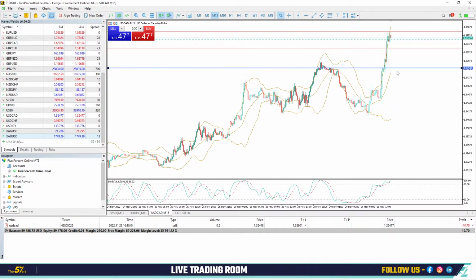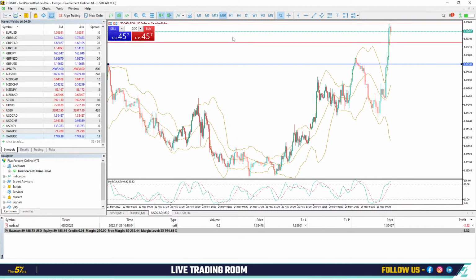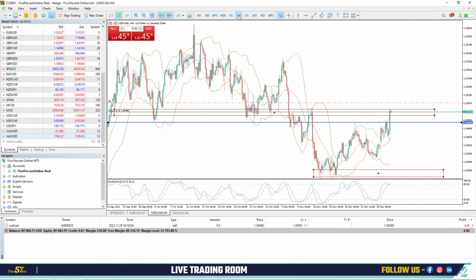But the blue line here will be, let's say, my first take profit, my partial profit. I will close around 50%. Then I will move my stop loss to break even. And after that, I will hold it probably to this demand here. Okay, so this is how I view this trade actually. I don't want to hold it more.